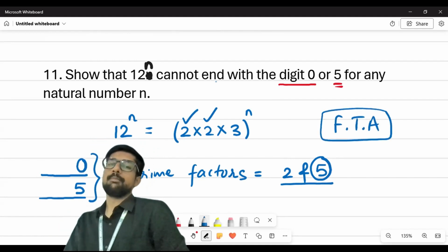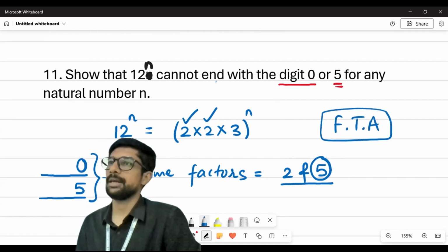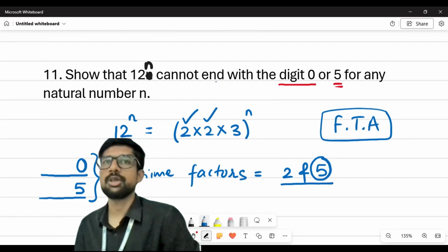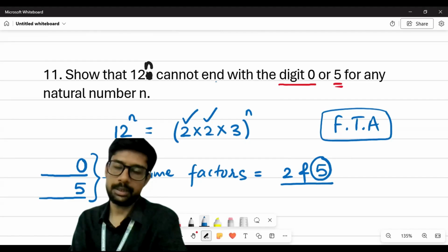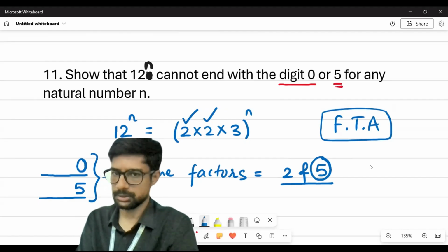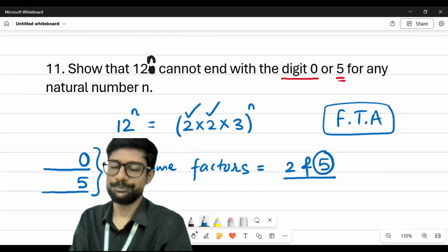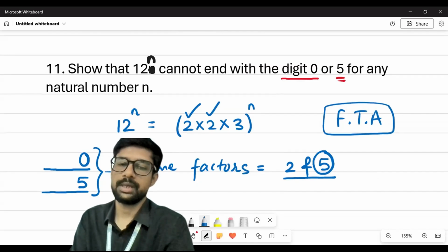Okay? बुक में हमने क्या किया था? 6 to the power n. और हमने क्या किया था? 4 to the power n. इन्होंने पूछ लिया एग्जाम्पलर में 12 to the power n. That could be any number asked. ठीक है. Next.